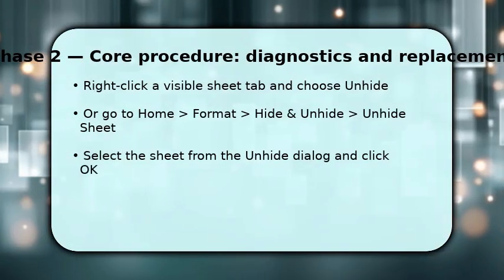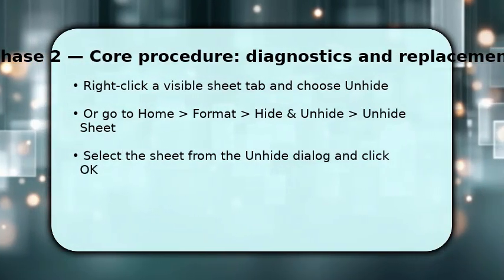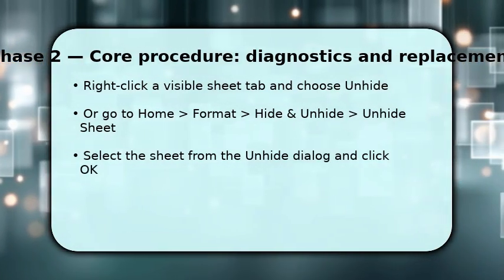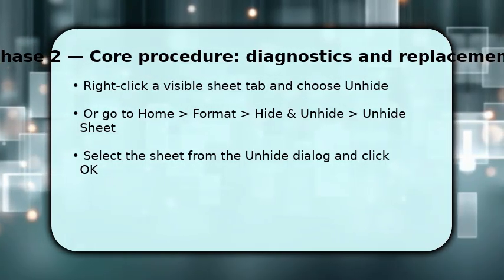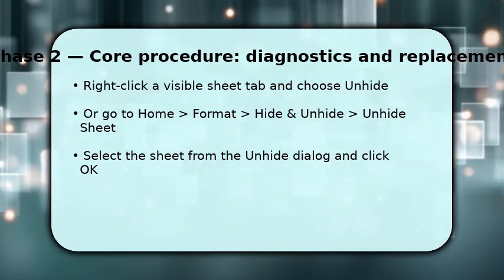You proceed by invoking the Unhide command, right-click any visible sheet tab and pick Unhide. Alternatively, use Home, then Format, then Hide and Unhide, and choose Unhide Sheet. Both paths reach the same dialog.